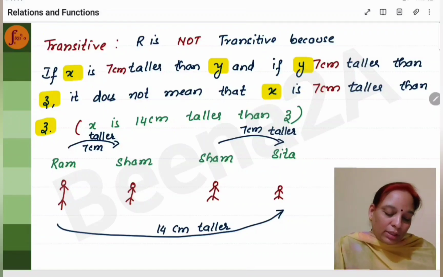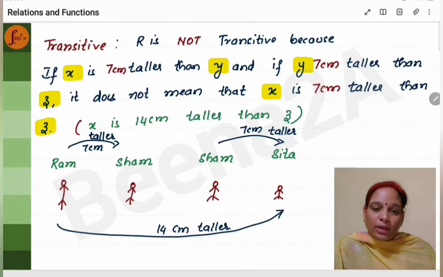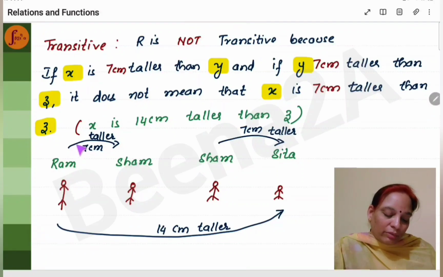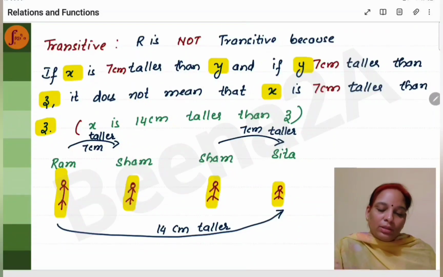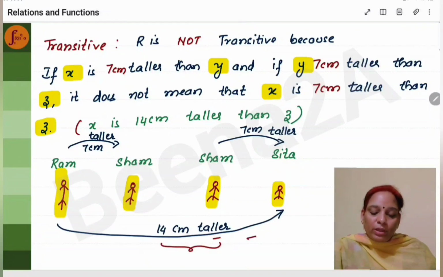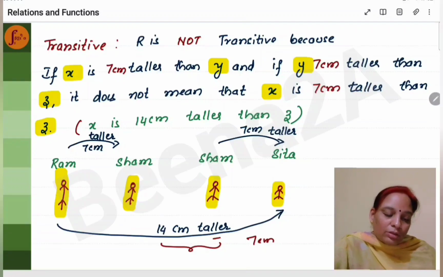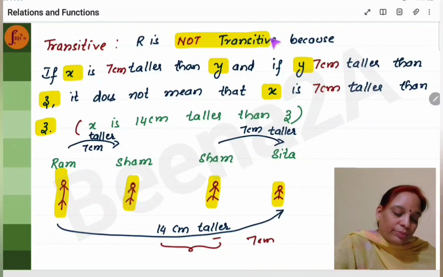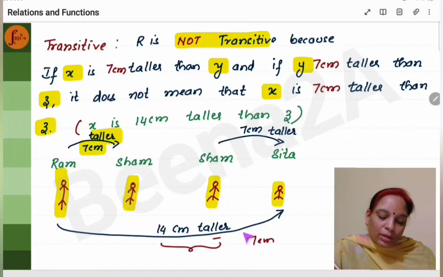It's like this. Now let's take Ram, Sham and Sita, right? Let's take 3 people here. So Ram is 7 centimeter taller than Sham. And Sham is 7 centimeter taller than Sita. Right? Now does it mean Ram is 7 centimeter taller than Sita? No. Ram will be 14 centimeter taller, because he is 7 centimeter taller than Sham and Sham is 7 centimeter taller than Sita. So it's going to be 14 centimeter. It's not going to be 7 centimeter. Therefore, it's not transitive. Because of this number, it's not transitive.